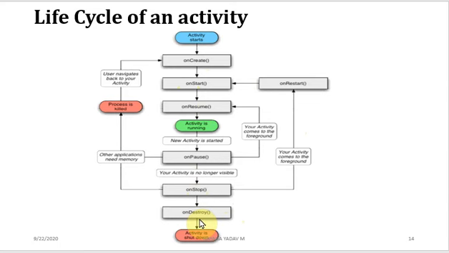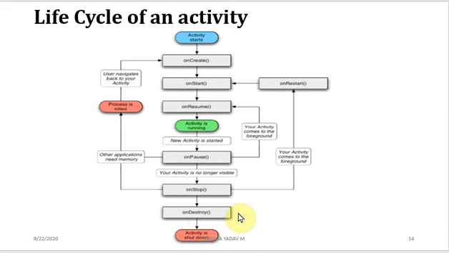And finally the last one you have is onDestroy. This function is called before the activity is destroyed by the system, either manually or by the system to conserve memory. So the main purpose of destroy is conserving your memory.